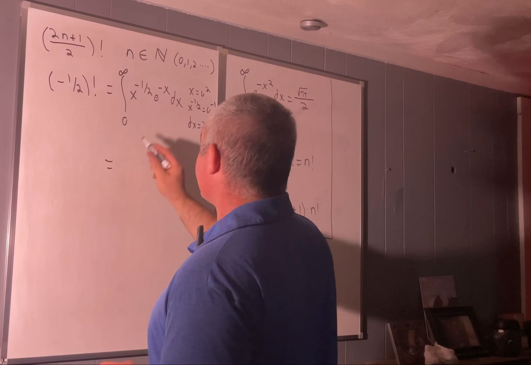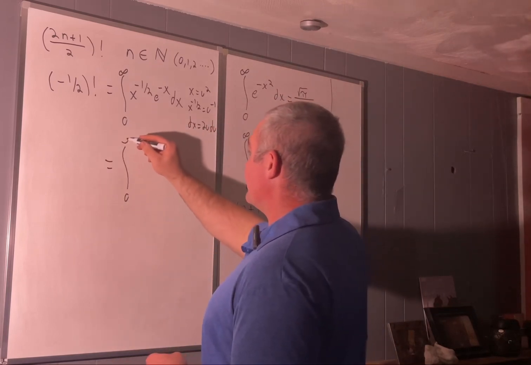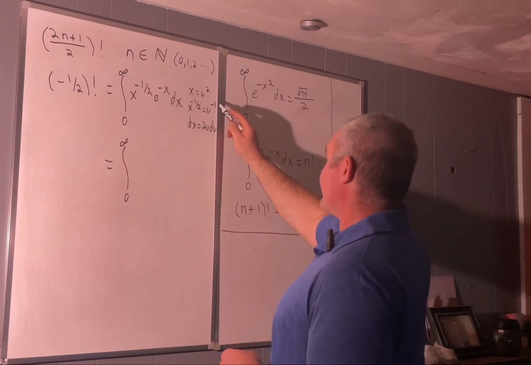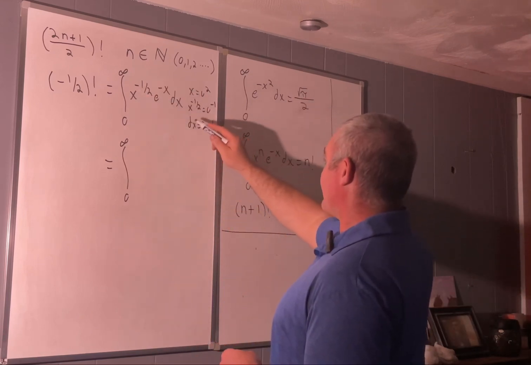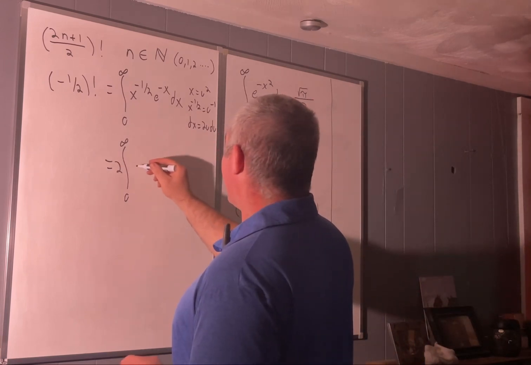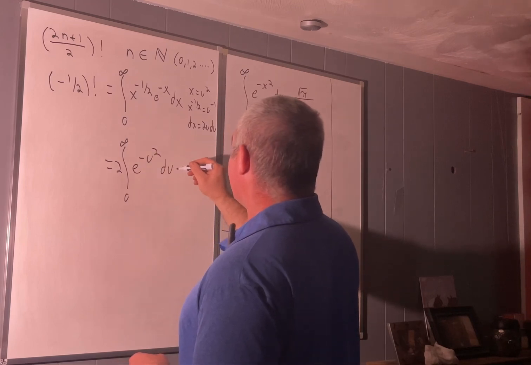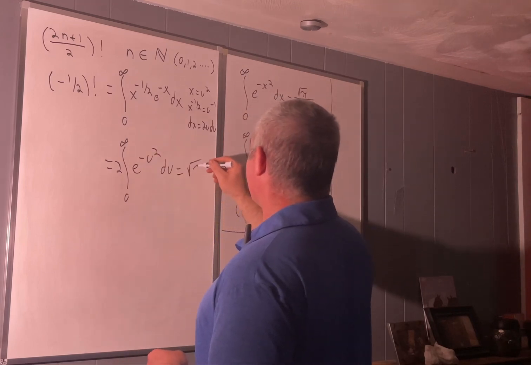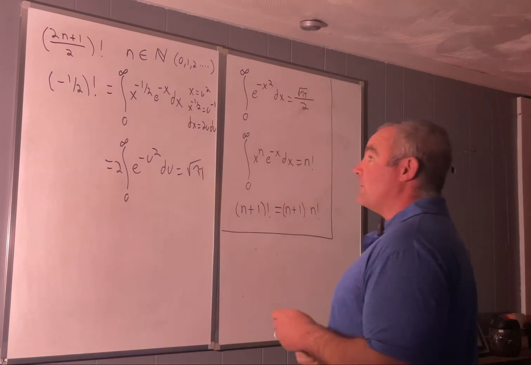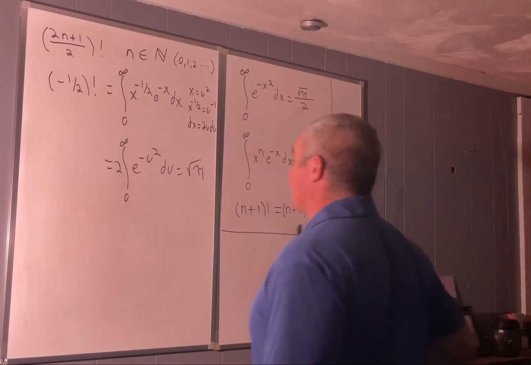All right, let's do that substitution. The bounds of integration don't change, and let's see, this x to the negative 1/2 would become u to the negative 1, which would cancel with this u from our dx. We'd be left with a 2 e to the negative u squared du, which is equal to the square root of pi from this formula right here. All right, so we get to start now with that negative 1/2 factorial is equal to the square root of pi.